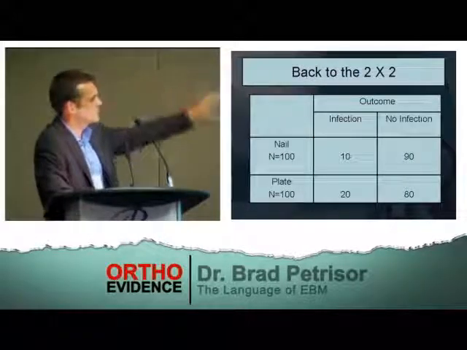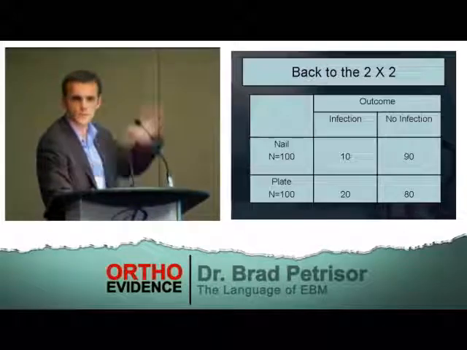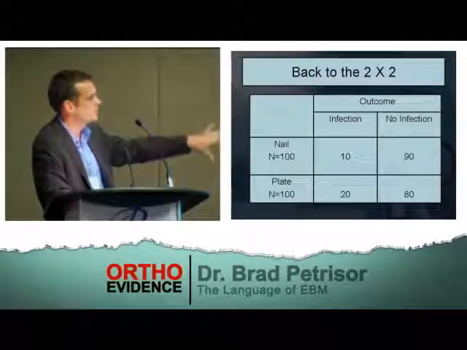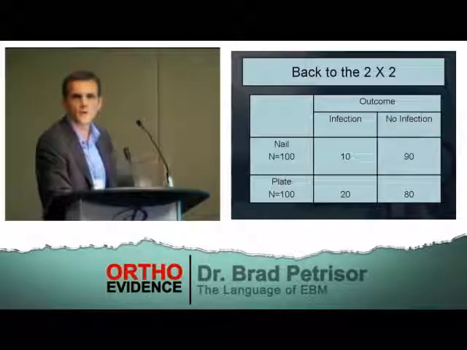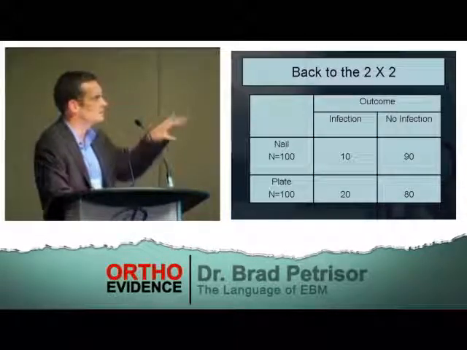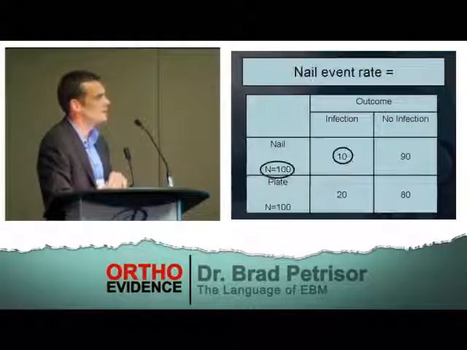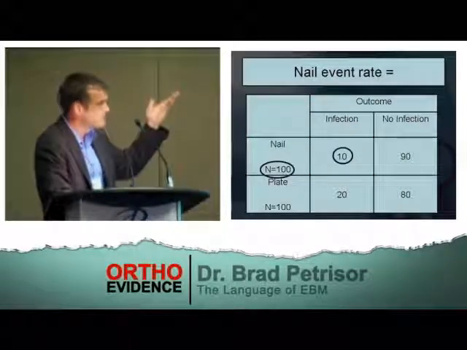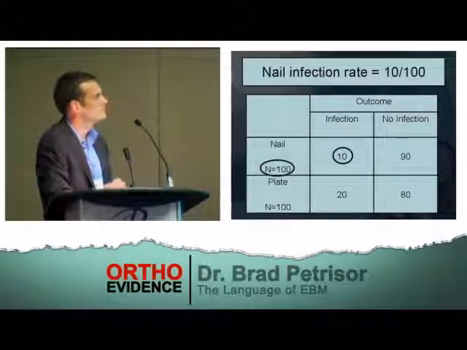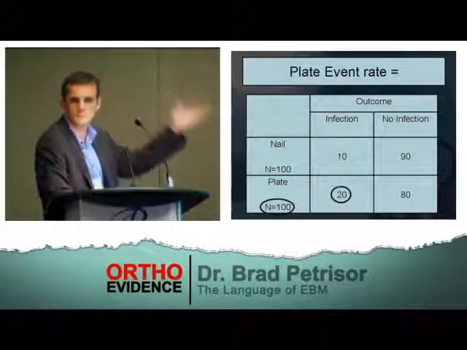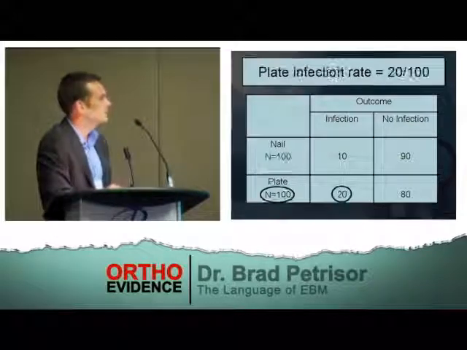So if we go back to the 2x2 table just for illustration, and I'm an orthopedic surgeon, so I apologize to all those who aren't, we're going to talk about a nail in one group and a plate in one group, and our primary outcome event in this case is going to be infection. And you can see that we filled in some of the numbers. So the nail event rate is going to be 10 out of 100. The plate event rate for infection is going to be 20 out of 100.